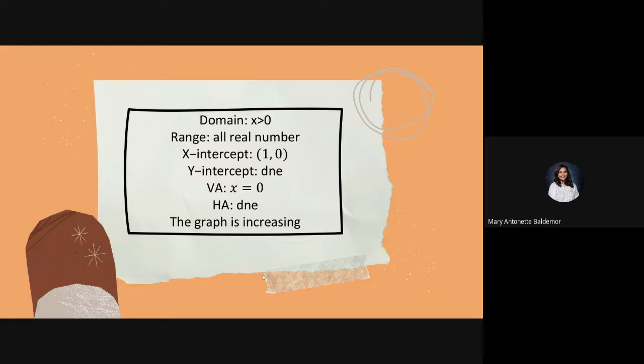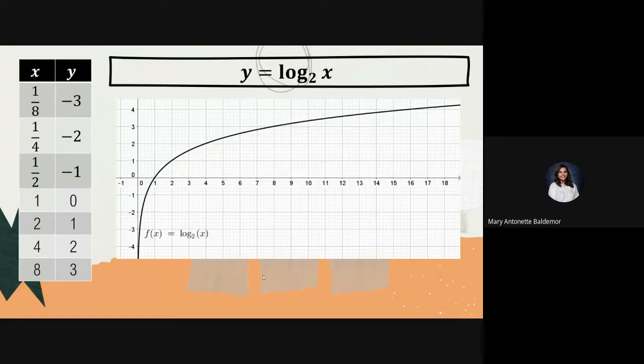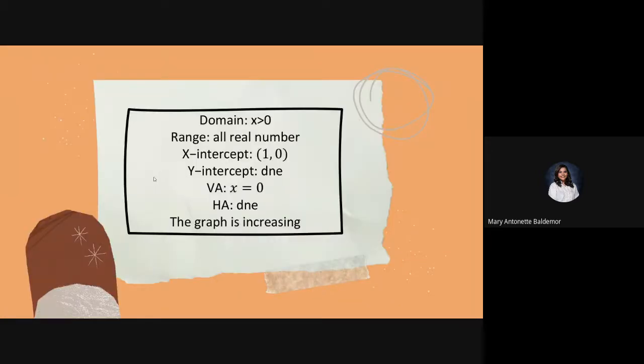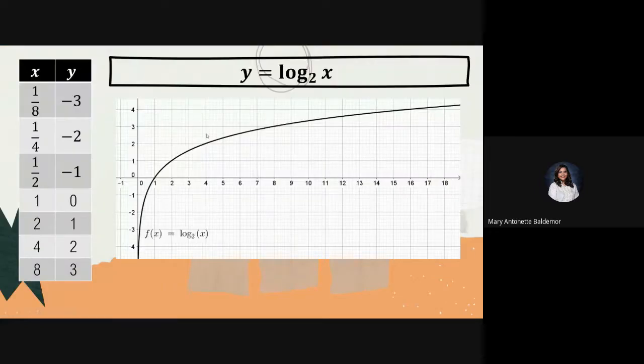The x-intercept is (1, 0). Why is it (1, 0)? Because the graph intercepts the x-axis at exactly one point, so that is exactly (1, 0). Here's the point where it intercepts the x-axis. Next, the y-intercept does not exist because the graph is asymptotic to the y-axis.